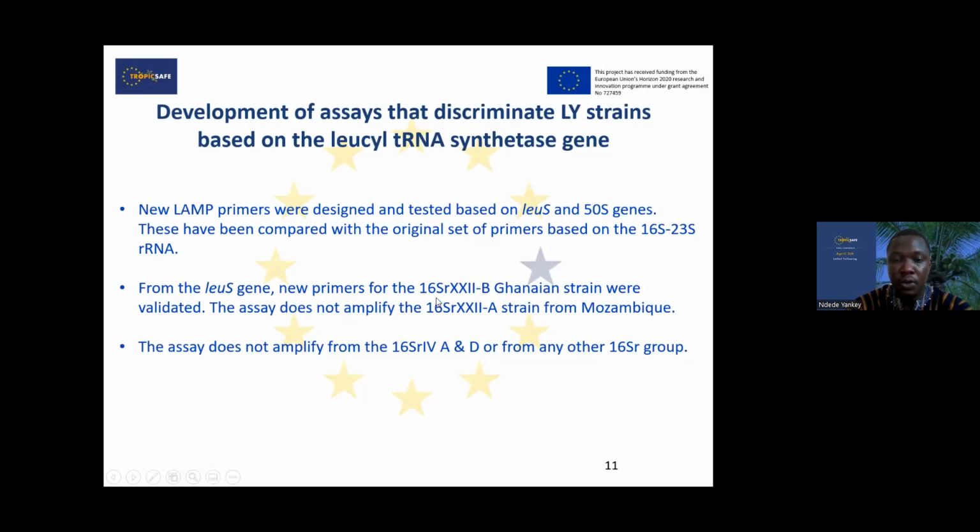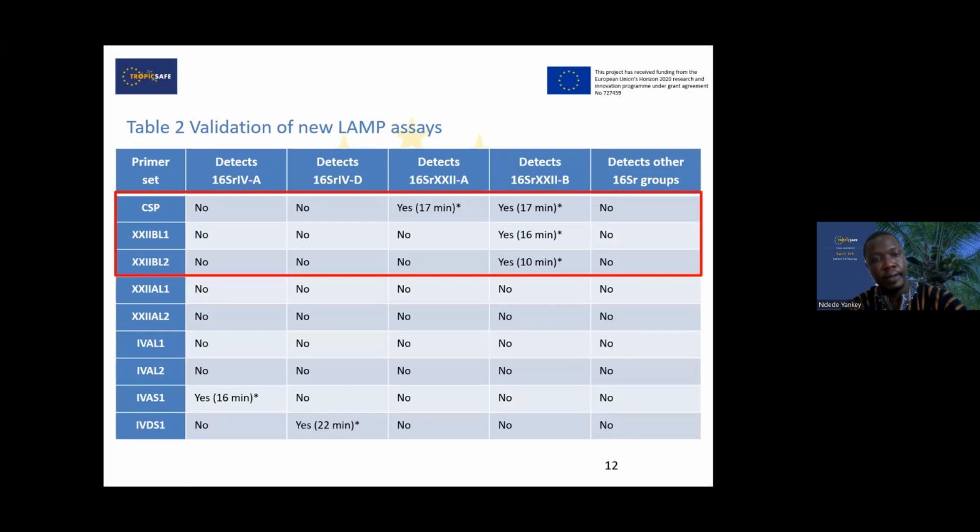And the LEUS assay was able to discriminate between group 22A and group 22B, that is samples from Ghana and Mozambique. And the assay did not amplify samples from group 4A and D, samples from Mexico, or samples from any other 16SR group. So those are typically the validation output.